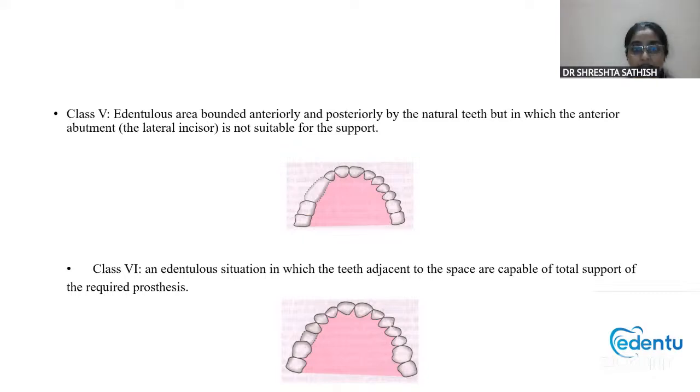Class 6 is an edentulous situation in which the teeth adjacent to the space are capable of support of the required prosthesis. Okay. Class 5 and class 6 are basically modifications of class 3.